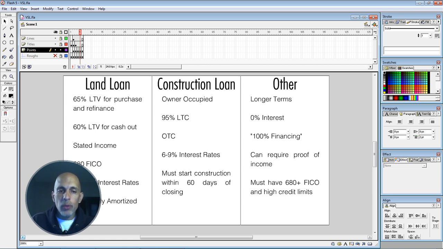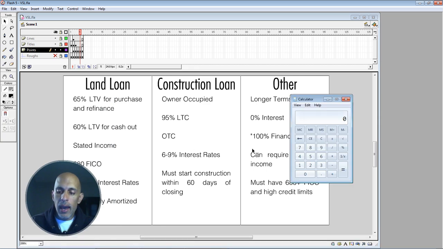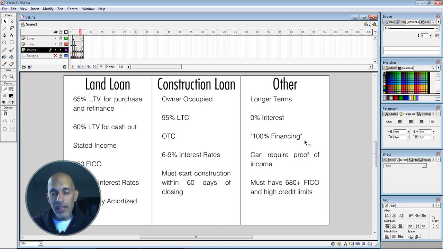On our land loans, our minimum loan amount is $150,000. That means the minimum purchase price has to be $150,000 divided by 0.65, or $230,000. Let's just round that up to $231,000. So if the purchase price is less than $231,000, this land loan is not right for you. If the value of the land that you currently own is less than $231,000, this loan is not right for you.